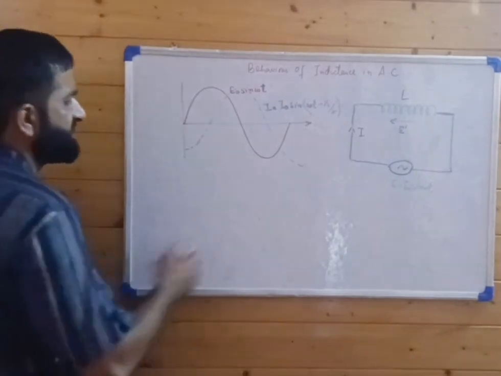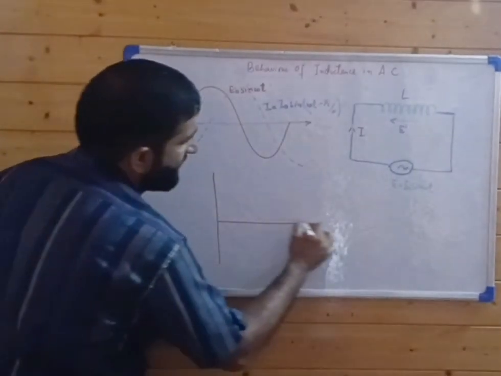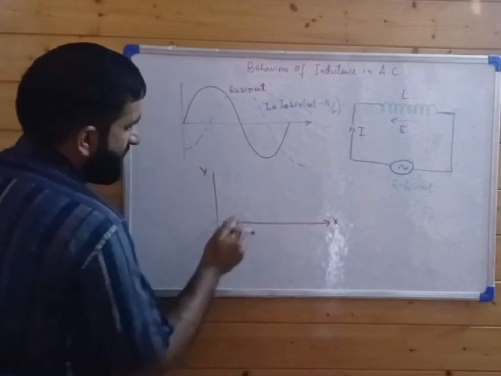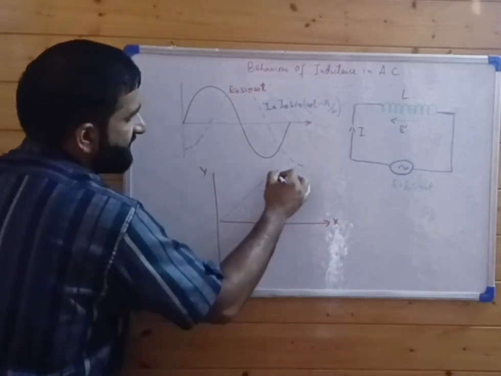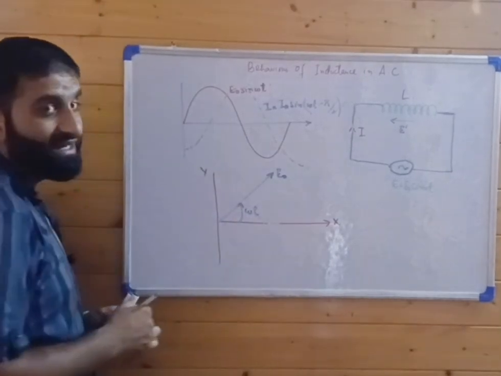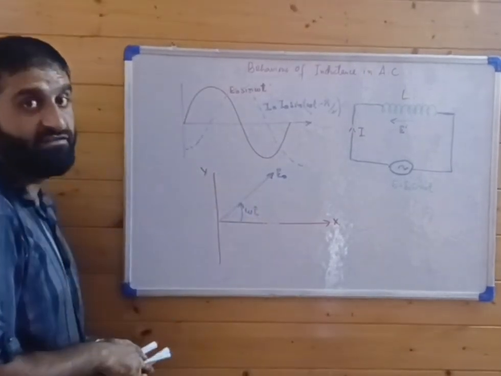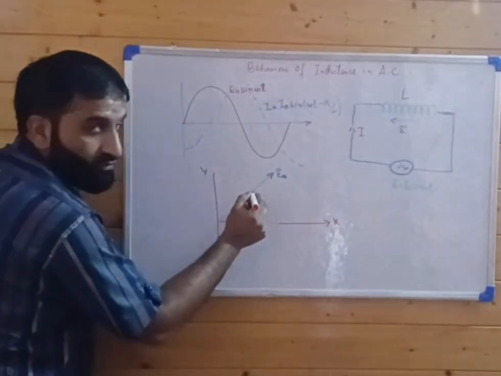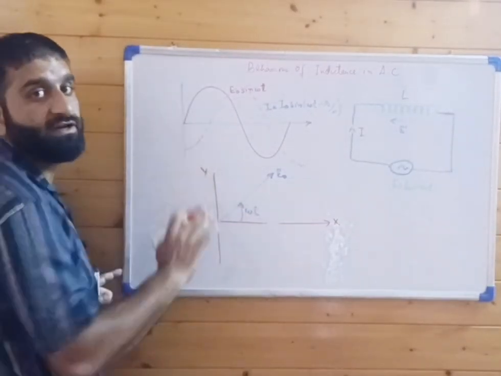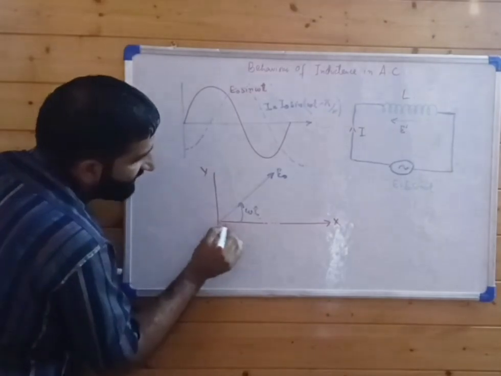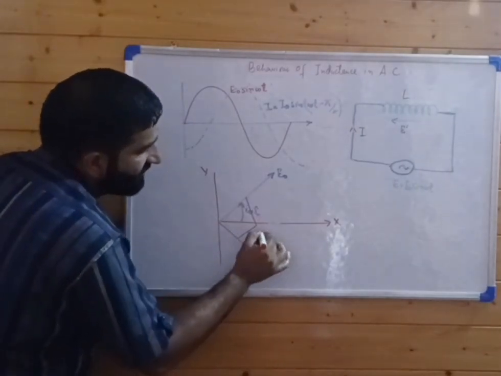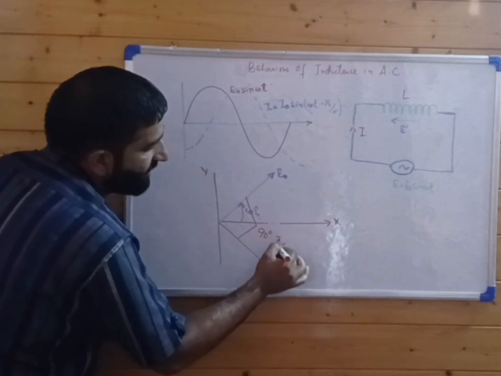Let us take a look at the phasors. So we have here the x-axis and the y-axis. Now we have the EMF. This is the peak value of the EMF, E0. It is making an angle of omega t, but the current lags behind this E0 by a phase angle of 90 degrees. So we have to rotate it clockwise, as clockwise shows lag and anti-clockwise shows lead. So the current phasor will be like this, and this will be equal to I0, and this angle will be equal to 90 degrees or pi divided by 2.